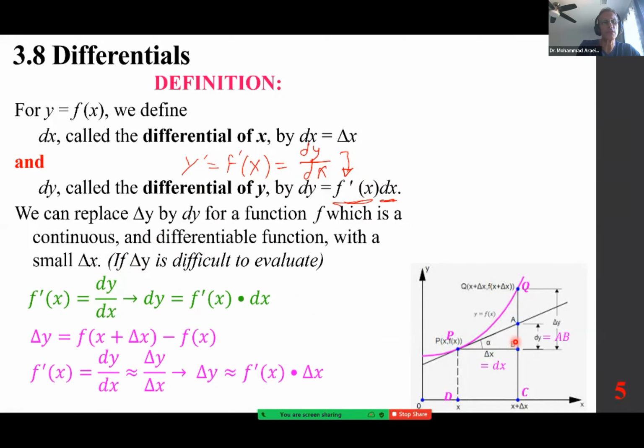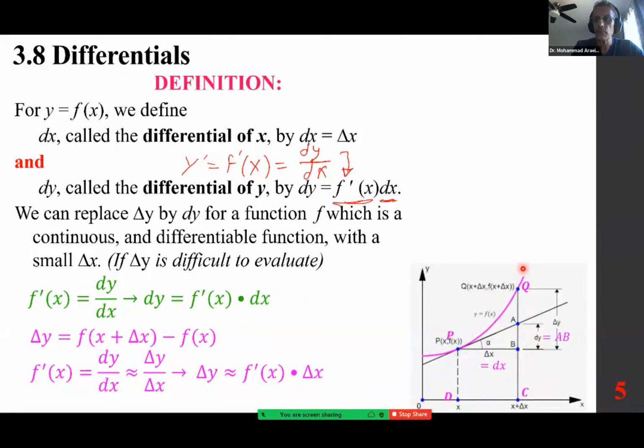There are some formulas first. Delta y is f of x plus delta x minus f of x. This one is obvious. Let's discuss this one. As we go from point P to point Q, P has coordinates x and f of x, Q has coordinates x plus delta x, f of x plus delta x. And delta y is the change in y along the curve.